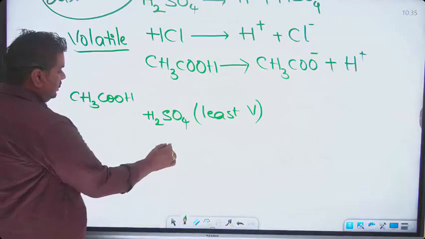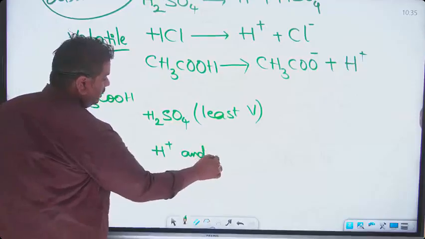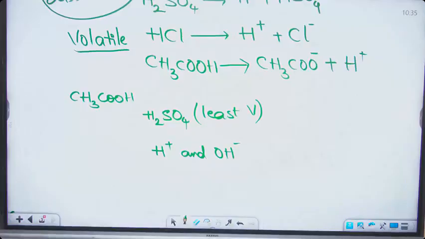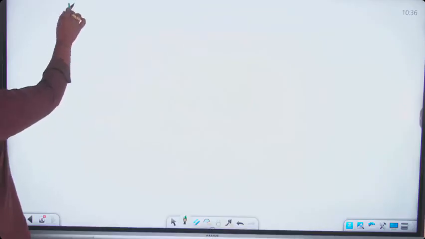Acids dissociate in water to give H plus and OH minus ions. So these are the properties of acids. So we'll talk about some of the important acids.